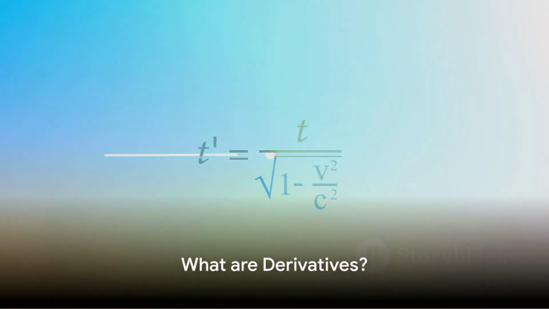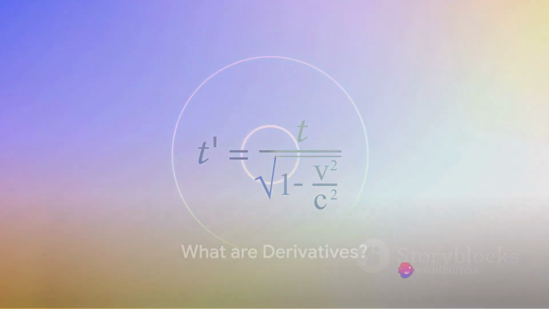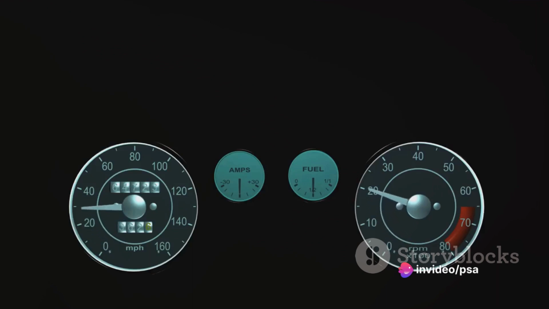At its core, derivative calculus is all about rates of change. Now, what does that mean? Well, imagine you're on a road trip. Your speedometer shows your speed at any given moment. That's an instantaneous rate. Derivatives work in a similar way.